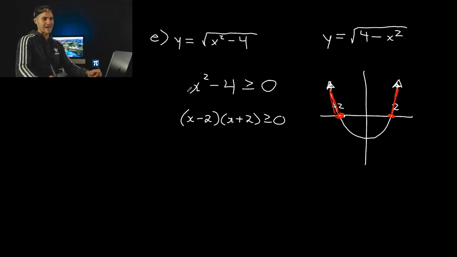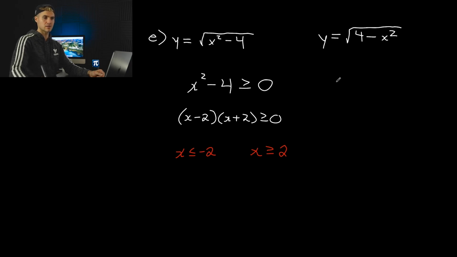And so we could say that this quadratic is going to be greater than or equal to 0 on two intervals: when x is less than or equal to -2, or when x is greater than or equal to +2. Those are the two intervals where this quadratic is going to be greater than or equal to 0. You could also show this on a number line as well, right? If this is 0 on the number line, it's basically all the x values greater than or equal to 2 and all the x values less than or equal to -2.